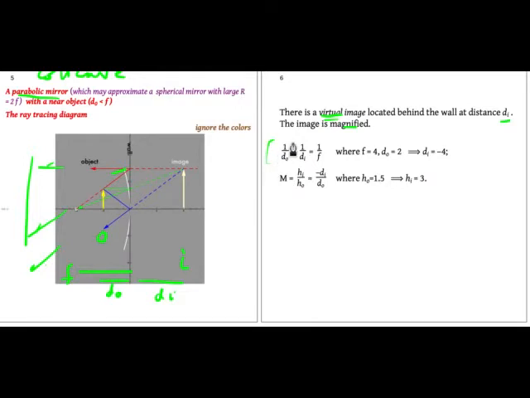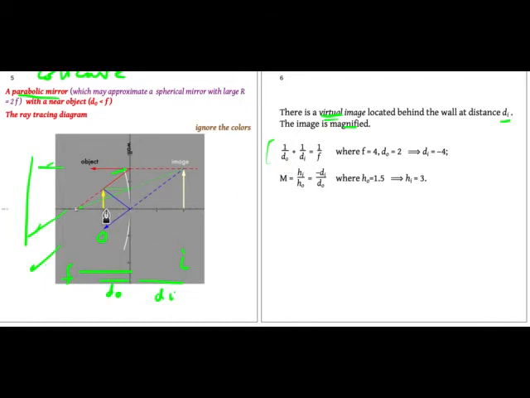And it's tricky because of the signs. dO will be positive. f will be positive. di in this case will be negative. When you have a negative image distance, that means it's a virtual image. So read about the meaning of this mirror equation in the book, but now in the screencast, let's just apply it.